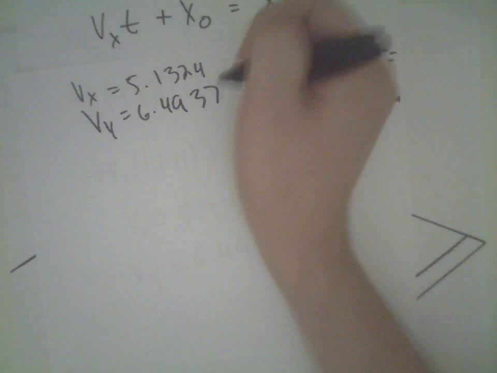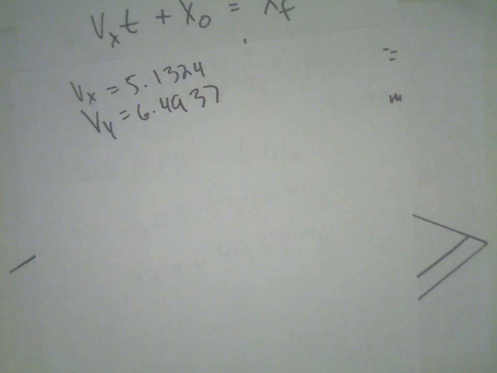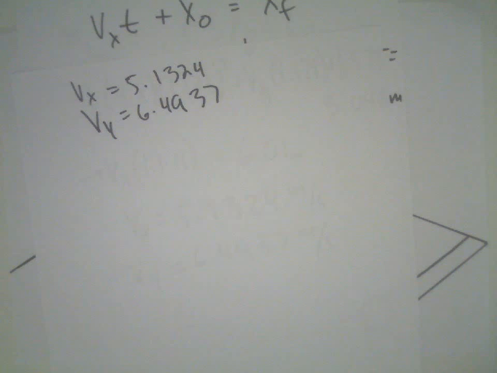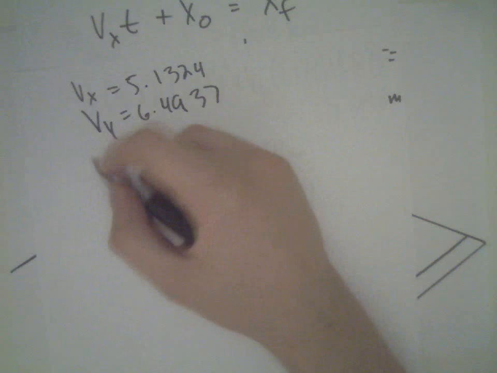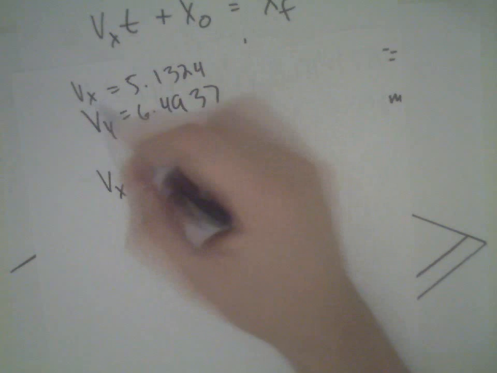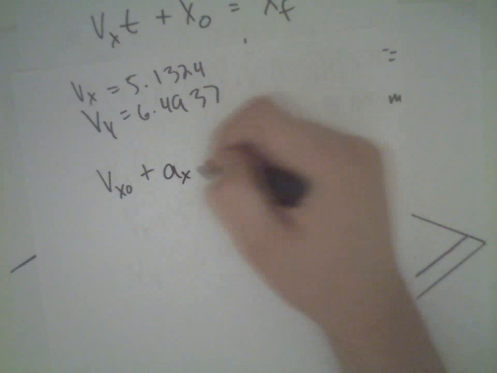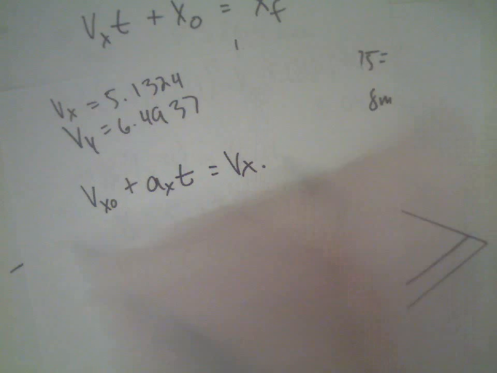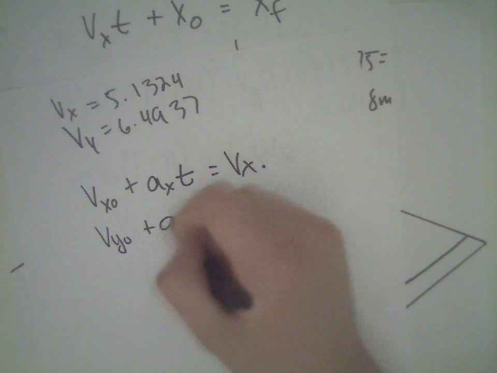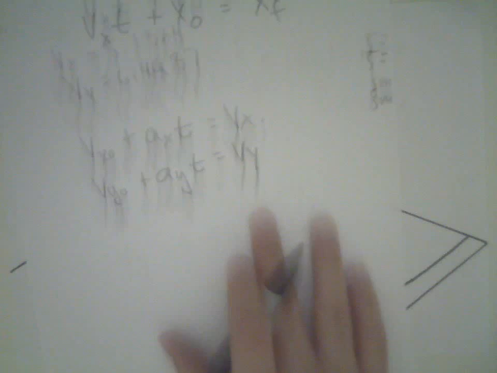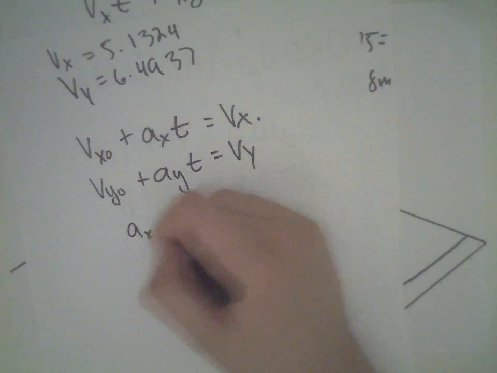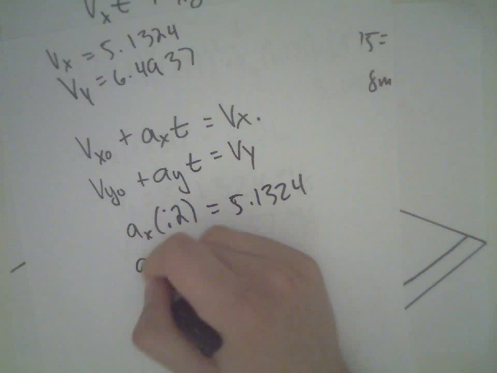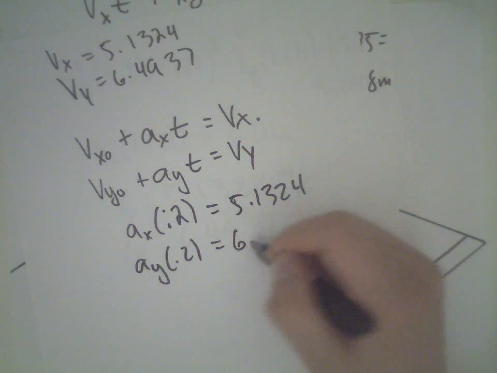Alright, so we know that initially the ball was at 0 meters per second. It wasn't moving. So we need to find out the acceleration in the respective directions. So we know that Vx initial, which is 0, plus the acceleration in the x direction times the time it took to accelerate is going to give us our final velocity in the x direction. Same thing with the y direction. So when we plug this in, we get that ax times 0.2 equals 5.1324, and ay times 0.2 equals 6.4937.